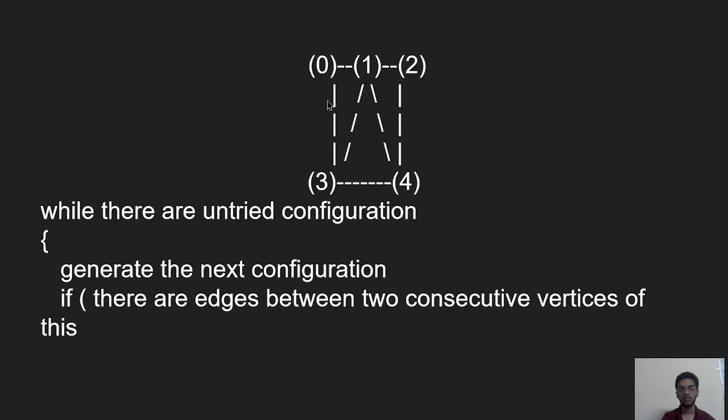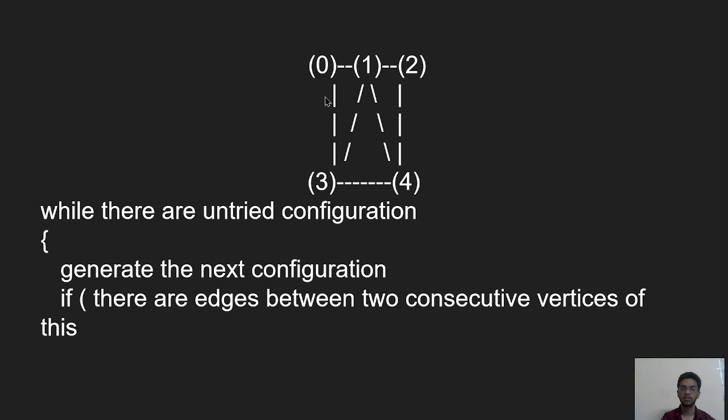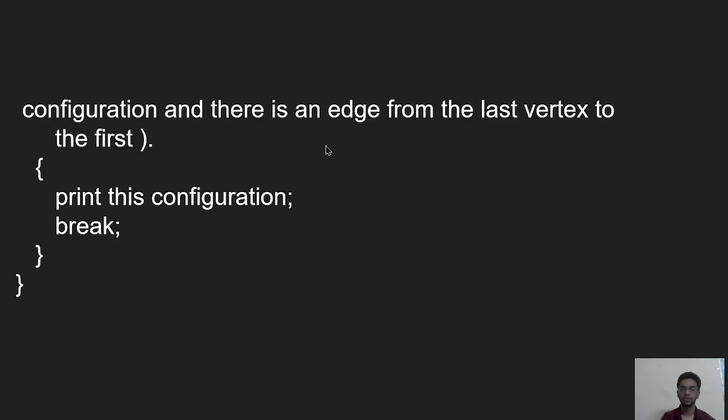So we will discuss how it can be implemented. Suppose this is a graph and we have to find a Hamiltonian cycle in it. We will apply an algorithm where, while there are untried configurations, meaning we will try every configuration in this graph, we continue until no untried configuration is left. Generate the next configuration. If there is an edge between every two consecutive vertices of this configuration, and there is an edge from the last to the first, then print that configuration and break. So that's how the Hamiltonian cycle works.